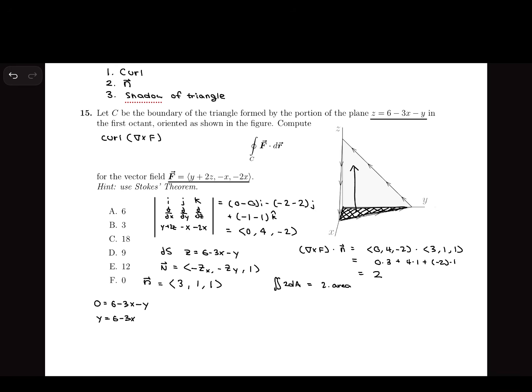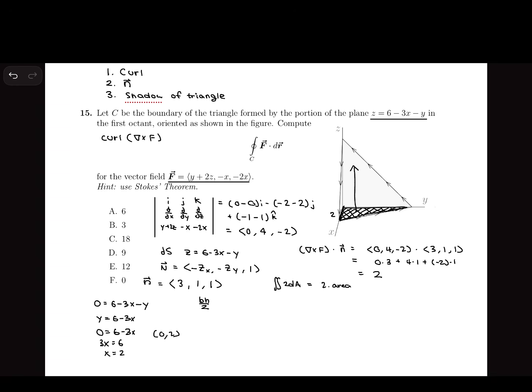Well, the area of a triangle is just base times height over 2. How do we find that? Well, let's find the intercepts first. To find the first x-intercept, you set y equal to 0. So you get 6 minus 3x, thus 3x is equal to 6. Thus, the first intercept is at (2, 0). So we know that this base length is 2.